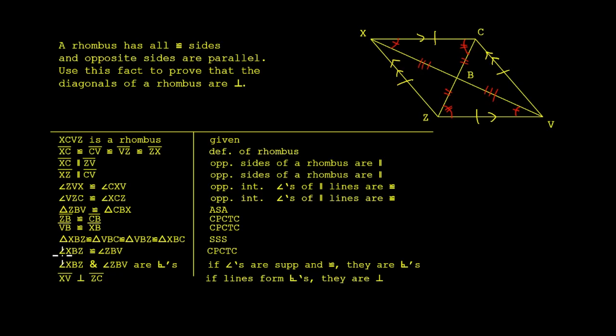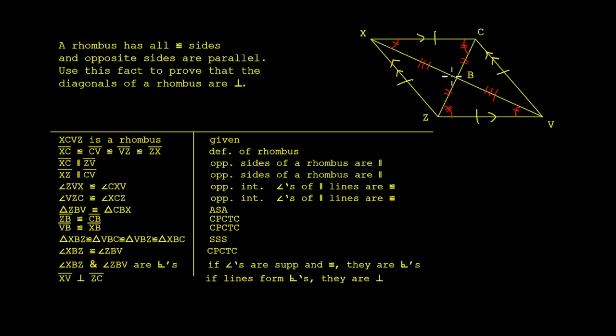markings on the diagram. Angle XBZ is congruent to angle ZBV, CPCTC, corresponding parts of congruent triangles are congruent. So angle XBZ right there is congruent to angle ZBV over here. Those are congruent, CPCTC. And you'll notice that XBV is a straight angle, bringing us to the next line. Angle XBZ and angle ZBV are right angles. If angles are supplementary and congruent, then they are right angles.